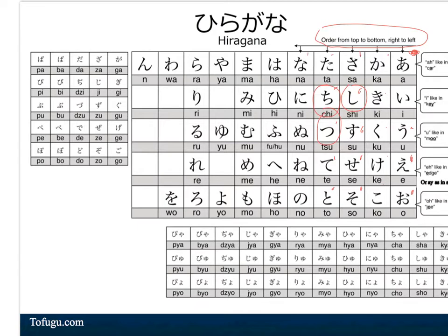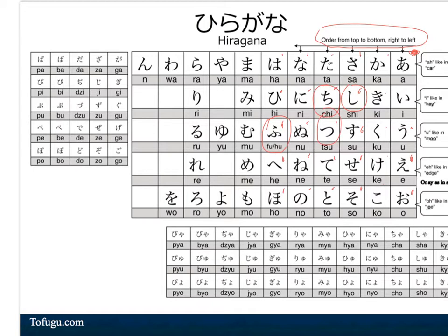In the next column, it's fairly straightforward. It's na, ni, nu, ne, no. And the next column, a little bit tricky. You have ha, hi, hu, he, ho. Now, if you noticed, hu is romanized as fu.